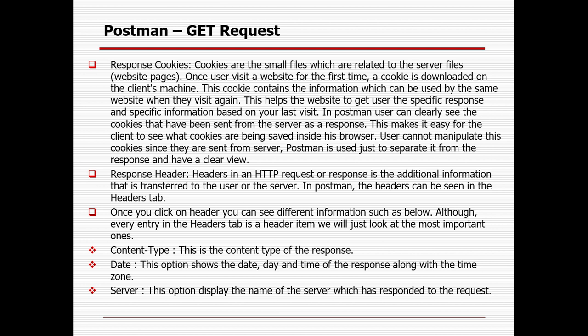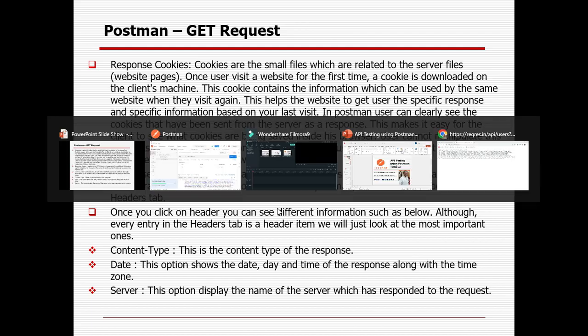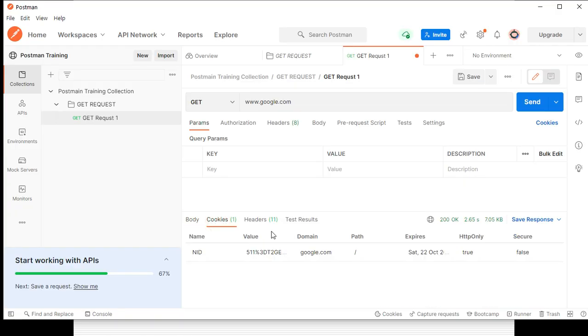This makes it easy for the client to see what cookies are being saved inside the browser. The user cannot manipulate these cookies since they are sent from the server. Postman is used just to separate it from the response and have a clear view. If you go to the cookies tab, you can see the information: domain google.com, the time, and HTTP only, secured or not. This is the name, this is the value. Every time you are passing something, it will be stored in the cookies.